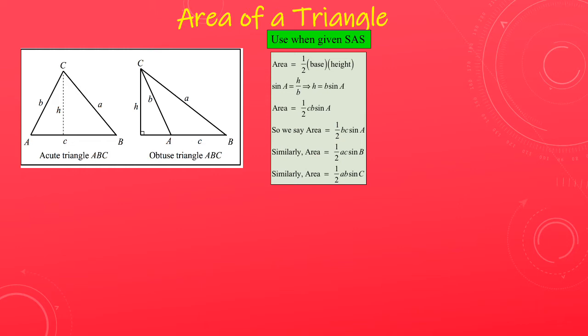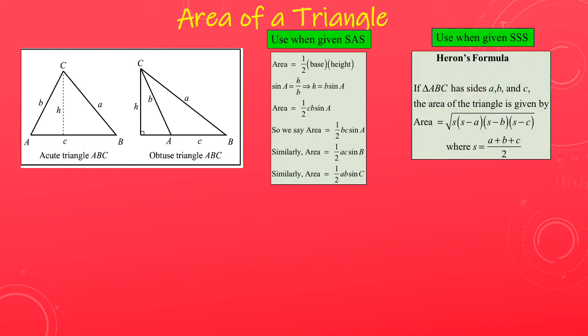Similarly, we can say that the area is equal to 1/2 ac sine B, or the area is equal to 1/2 ab sine C. So if we have a side angle side situation, we have an easy formula to calculate the area. If we have three sides, a, b, and c, we can certainly find either of the angles and use the formula we just developed. However, there is an easier formula called Heron's formula.